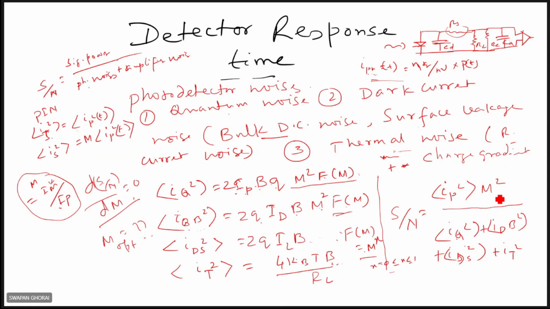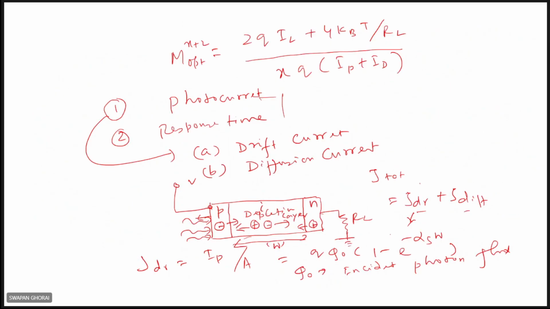And sometimes it is asked what is the value of M so that you can have the maximum signal to noise ratio. In that case, you have to differentiate this SNR with respect to M and put it equal to 0 and find out the optimum value of M. So it is not too difficult. If you just consider dSNR by dM and put it equal to 0, from that you can find out the M optimum, that is 2qIL plus 4kBT by RL divided by xq into IP plus ID.